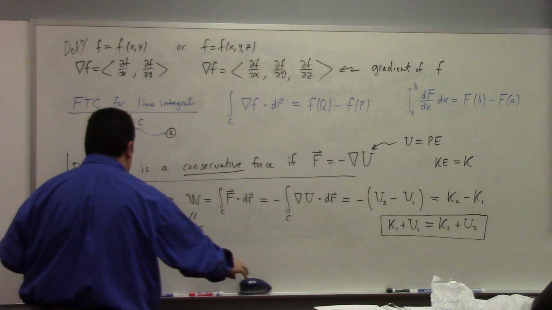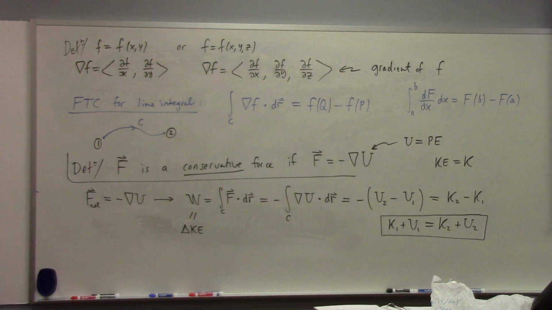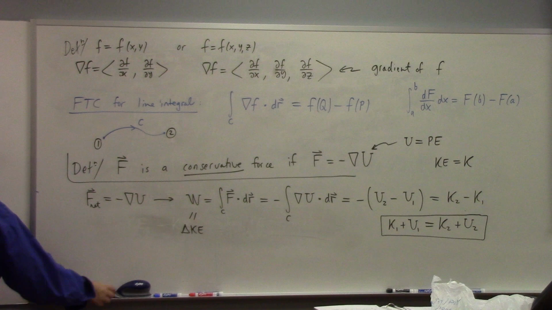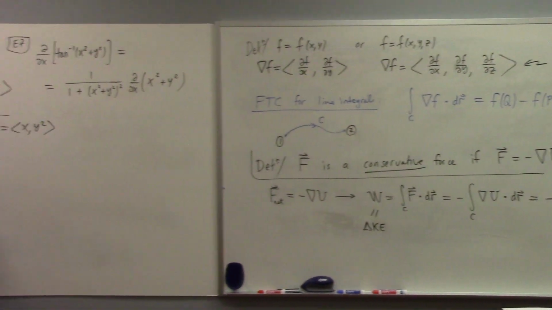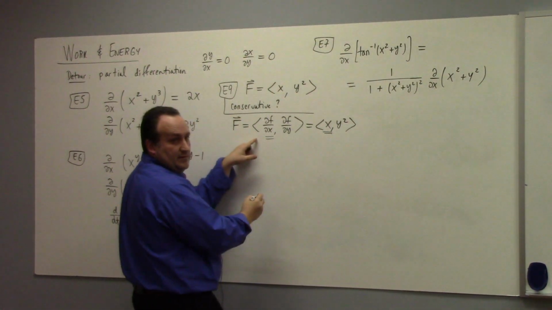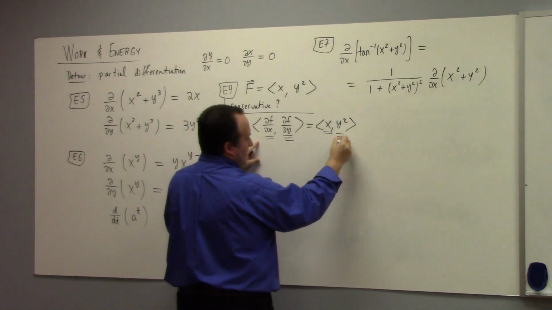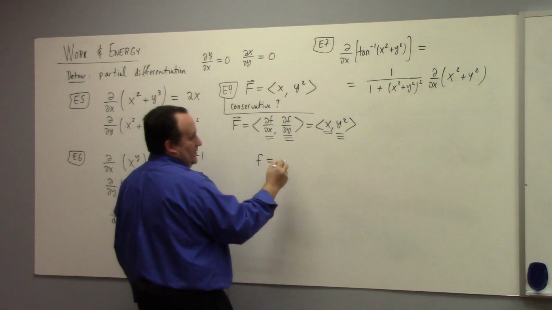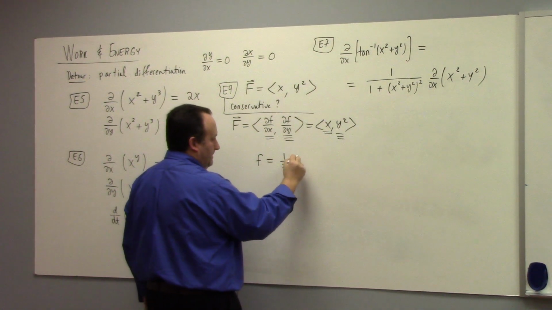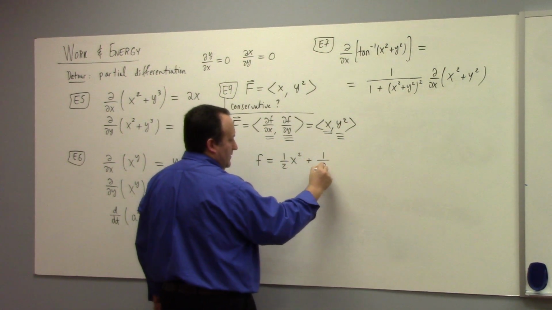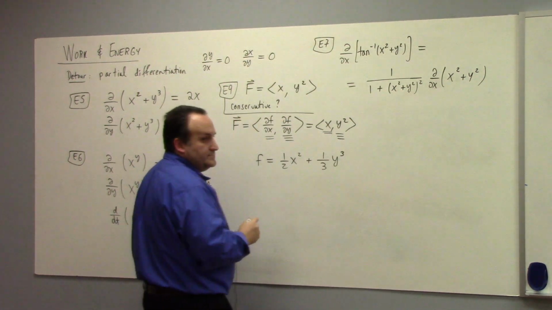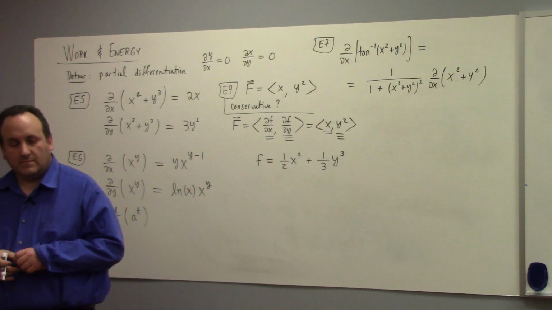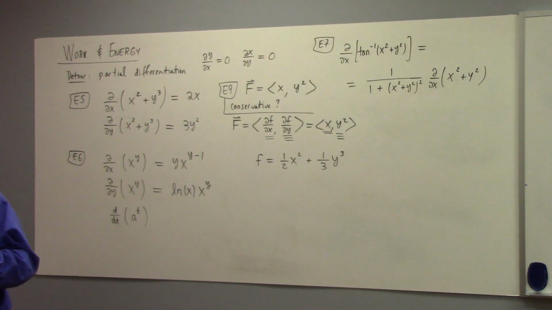So you have to do some basically anti-differentiation there, right? So I need this to be that, and I need this guy to be that guy. So that means f is equal to 1/2 x squared plus 1/3 y cubed. That is a potential in the sense of calculus 3.